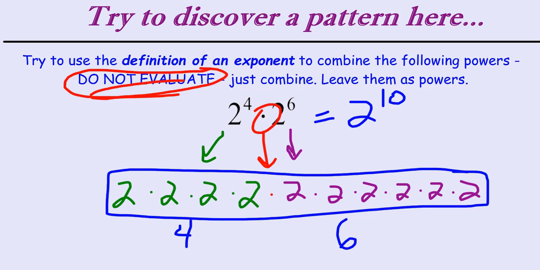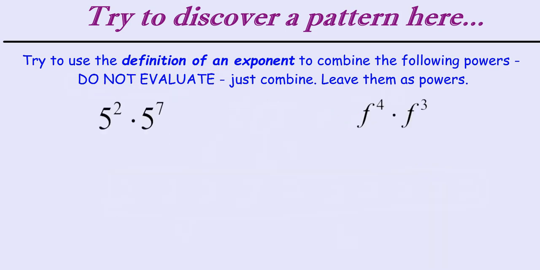Let's see if that kind of pattern works with these two exponents here. Again, don't evaluate the ones with the 5's. Just use the definition of an exponent as repeated multiplication to expand and then combine those powers. The same thing where the base is the f. Pause the video and come back when you are ready to see what happens and find a pattern and a rule.